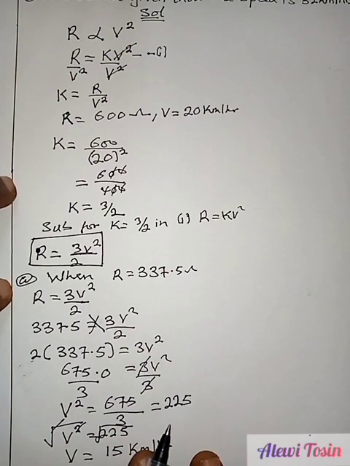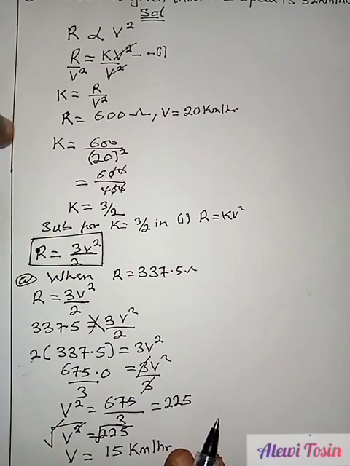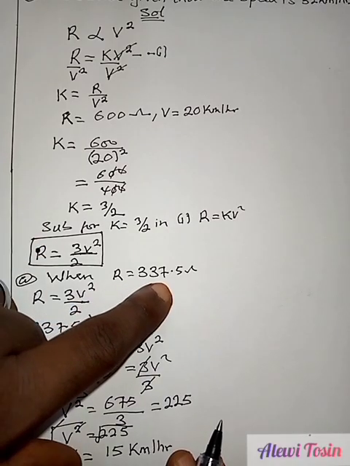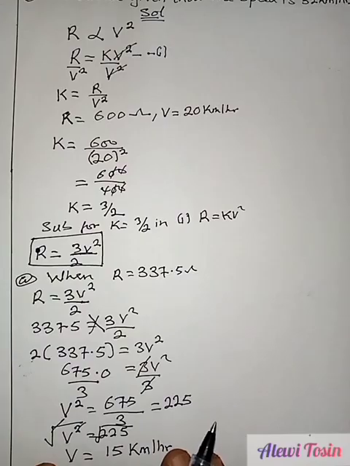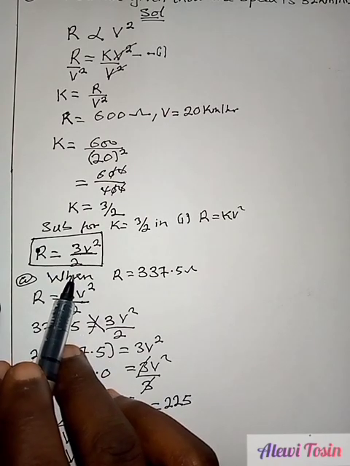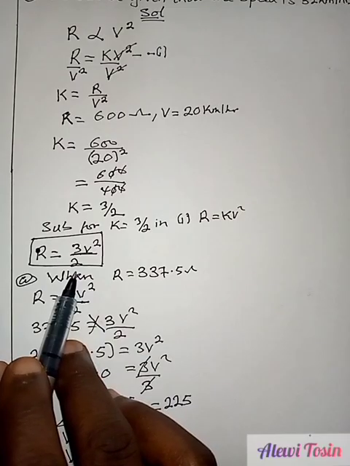So this means that when R, which is resistance, is 337.5 ohms, our V is 15 km per hour, based on the formula of the relationship.